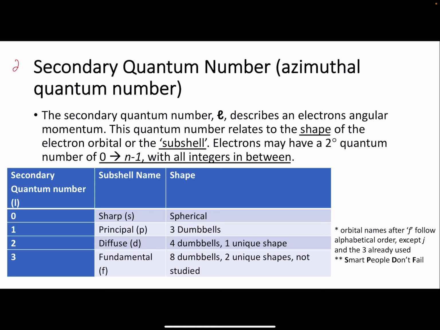The second number in our series, 1, 2, 3, 4, where n represents size, is the azimuthal quantum number. We're going to just call it L. This describes what's called the angular momentum. Another word for that is just the shape of its path, or shape.